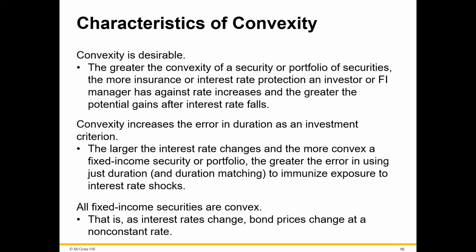Now, convexity increases the error in duration as an investment criterion. Going back to large changes in interest rates, convexity comes into play, so it increases the error in the duration calculation, which then, as I mentioned, means the qualities of your bonds have changed, so your investment criterion is not in the place where you wanted it to be when you first got those bonds. So the larger the interest rate changes and the more convex a fixed income security or portfolio, the greater the error in using just duration to immunize exposure to interest rate shocks.